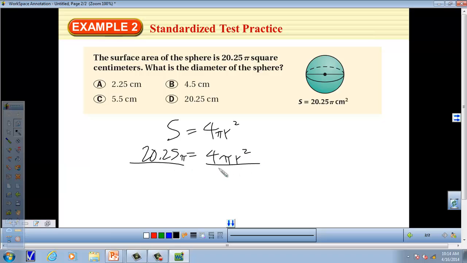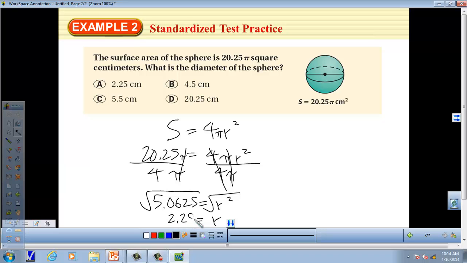We're going to divide both sides by 4 pi. Again, don't multiply out the pi because they're going to cancel out and make it a lot easier on us. Because if the pi's cancel here, we're really just dividing 20.25 by 4. So we end up with r squared equaling 5.0625. Of course, we need to find r. So we're going to take the square root of 5.0625. That gives us 2.25, which you notice is one of the answers, but that's not what we want.